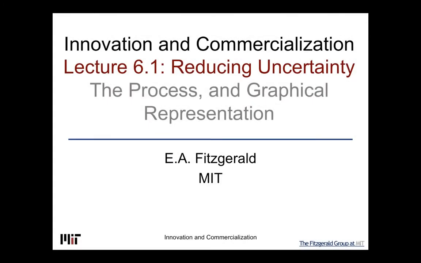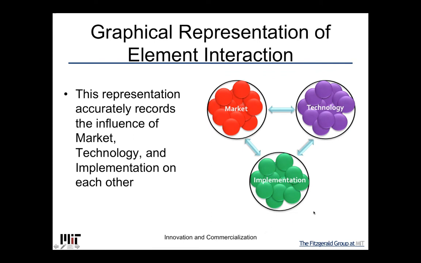Welcome to lecture 6.1, Reducing Uncertainty. The first part, 6.1, will be the process and graphical representation. That will be taking our same graphical representation from before, talking about the process of reducing uncertainty, and then building that up into our final innovation picture. As mentioned, this complements the next one, which talks about the iterative process as well, and also incorporates that into the graphical picture. So here's our beginning graphical representation.